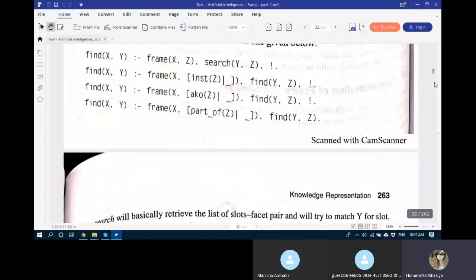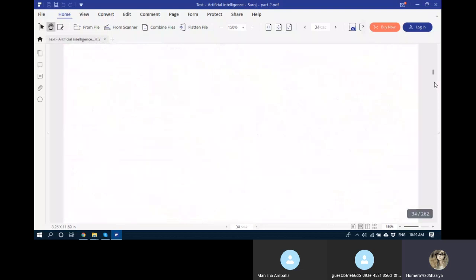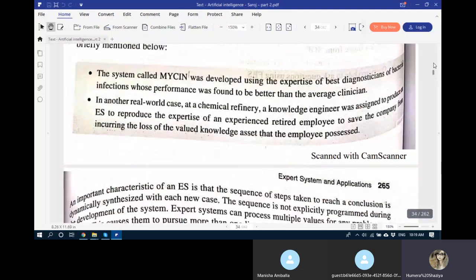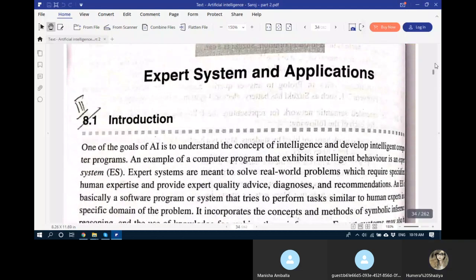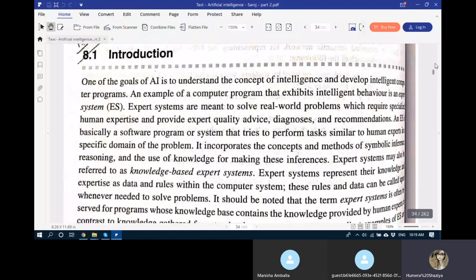Going ahead, we will begin with the next topic, which is an expert system. Can any one of you tell me what is an expert system? Yes, students, please respond.